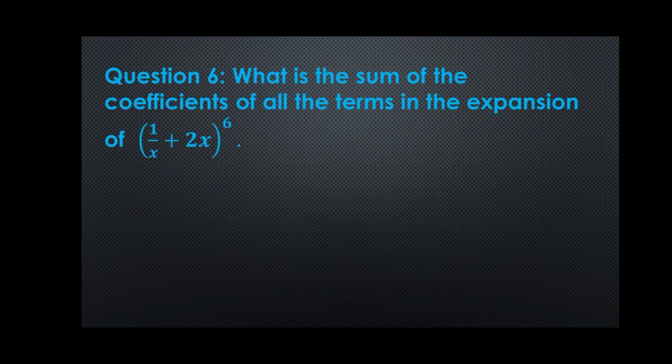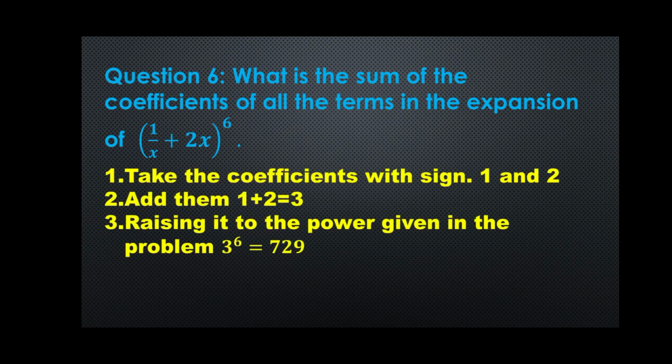Moving on to the next problem. (1 by x plus 2x) power 6. Take the coefficients with sign, we will get 1 and 2. Add them. 1 plus 2 which is 3. Raising it to the power, we will get 3 power 6 which is 729.